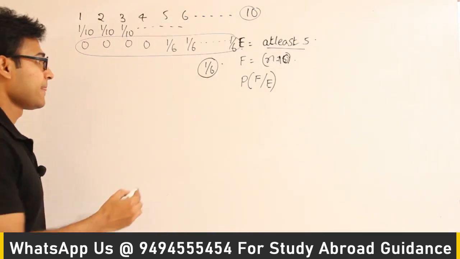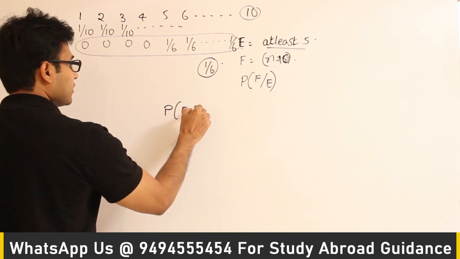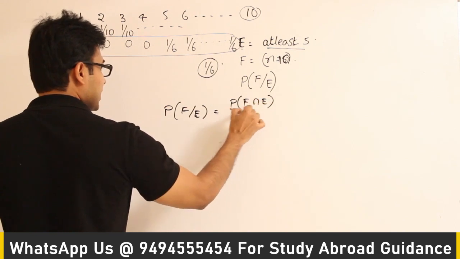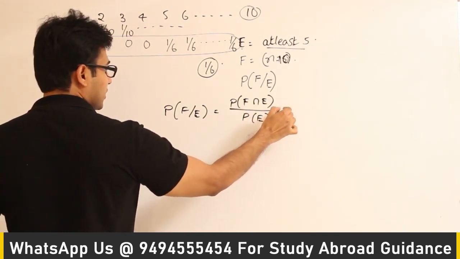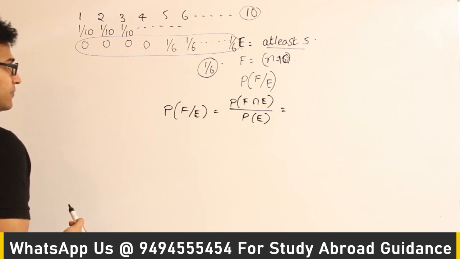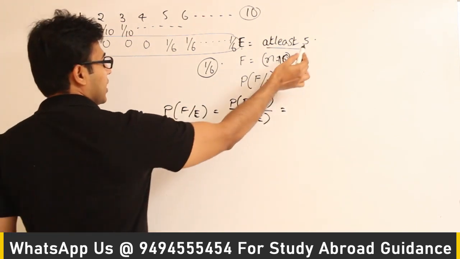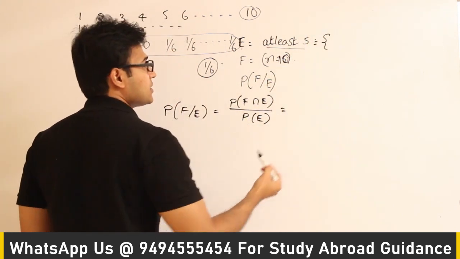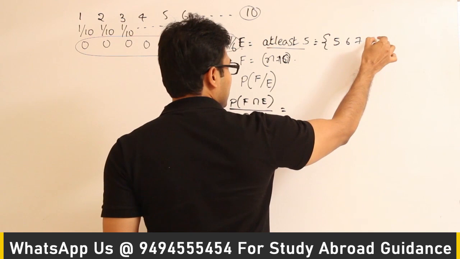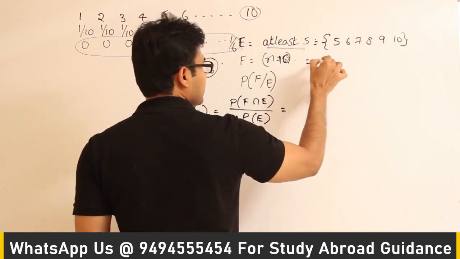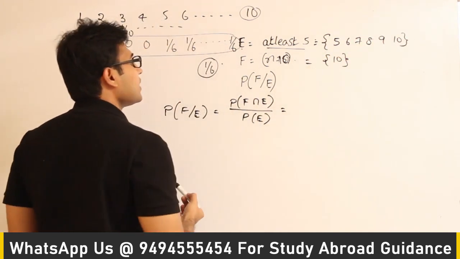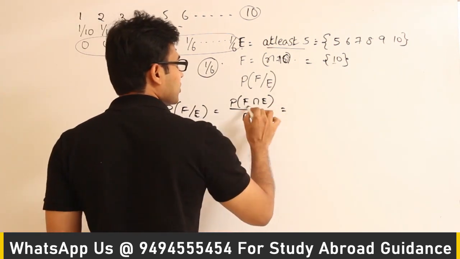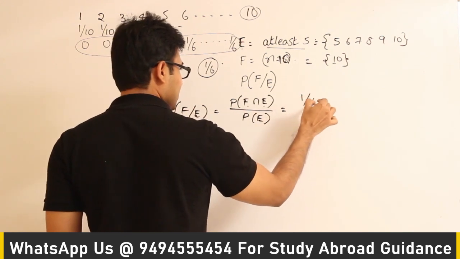Now what is the formula? P of F given E is equal to P of F intersection E divided by P of E, right? Now what about P of F intersection E? So at least 5 and 10. So what is the intersection? See, in this one we are going to have the cards 5 6 7 8 9 10, isn't it? And in this one we are going to have only one card, which is 10. Now if I find the intersection, there is only one. So what is it? It is 10. Therefore the probability for F intersection E is 1 by 10.